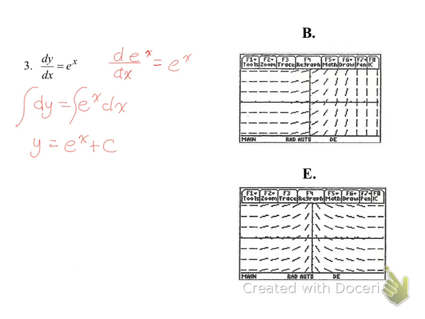Now, if you know what the graph of e to the x looks like, it's an exponential function, and it's going to look something like that. Well, that is closely represented by B. E doesn't really have that shape. There are some issues going on at 0 with E. And if you really wanted to make sure, again, plug in a test point.